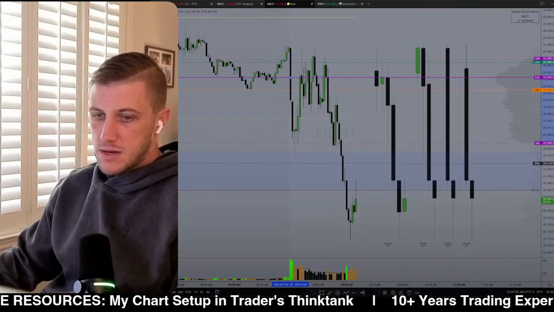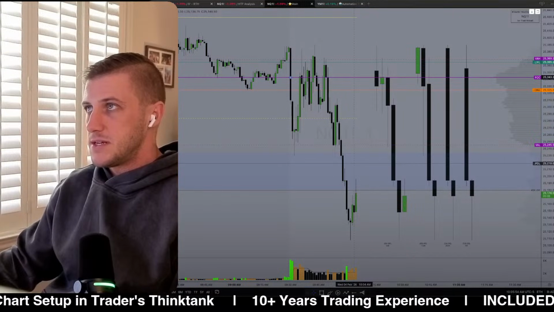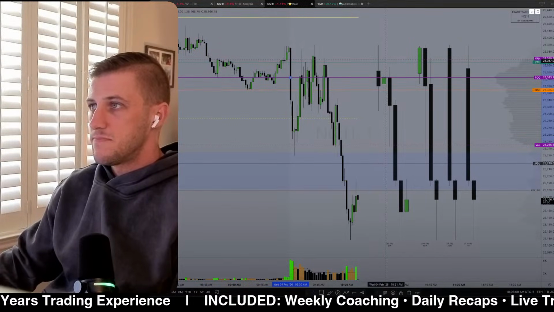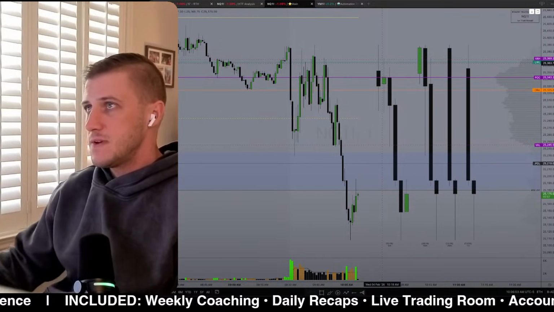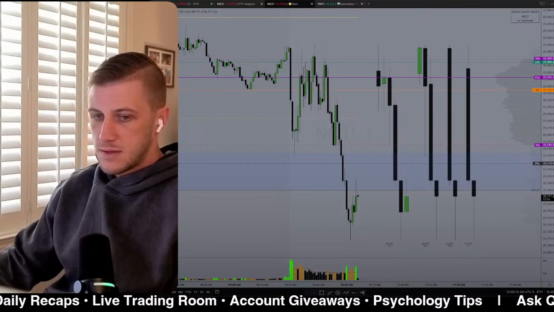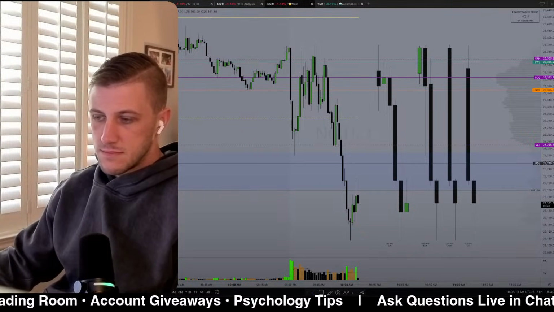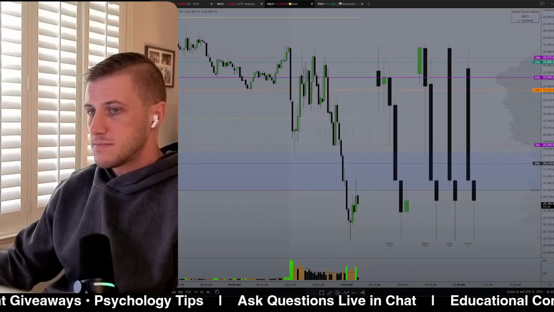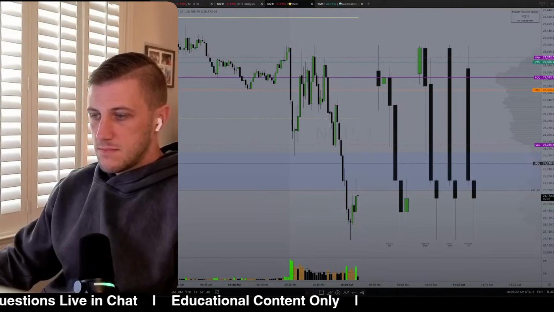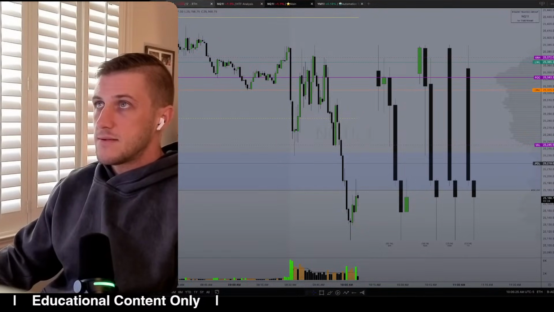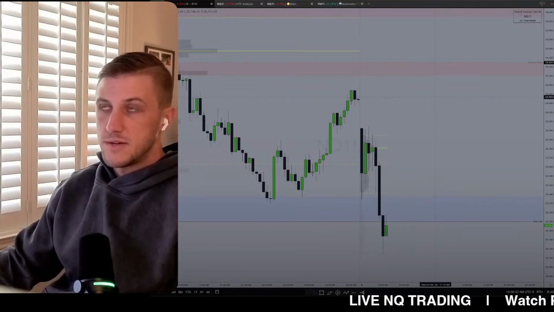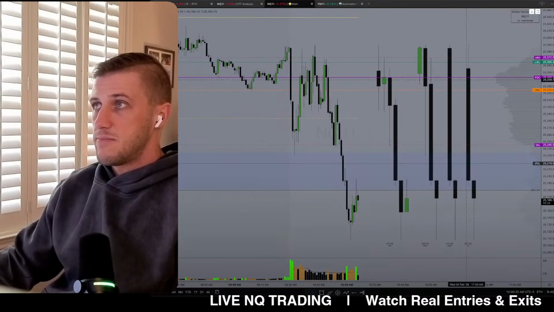Is RTH profile part of the relative volume indicator? No, this is just a built-in tool on TradingView, anchored volume profile. So I'll just anchor it to the starting candle for the regular session. Because I like that RTH profile. I like it. And what's nice about the anchored is I don't have to toggle over to this 5-minute RTH chart. I can just see it right on my main chart.